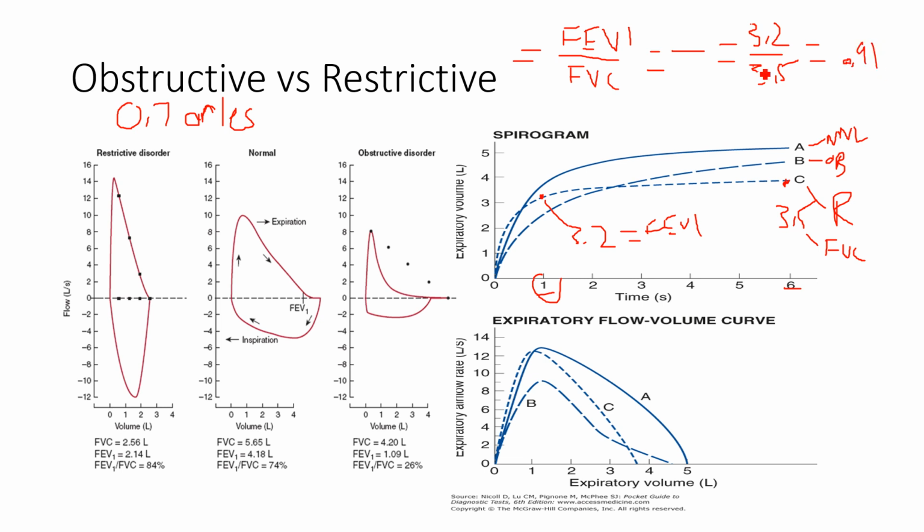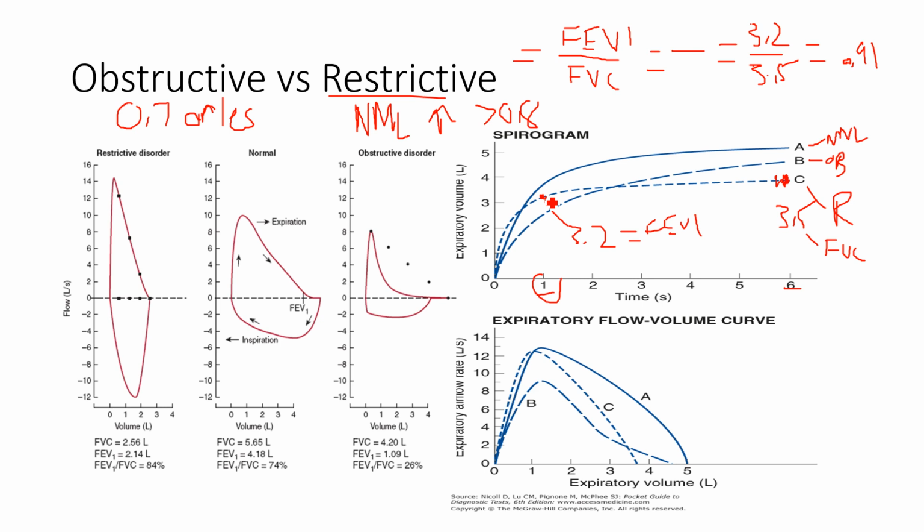0.91-ish. And again, with restrictive disorder, their FEV1 to FVC ratio is usually either normal or increased, so it might be greater than 0.8. That's because both FVC, their maximal volume expired, and the volume at 1 second are both decreased, because the lungs are just getting smaller.